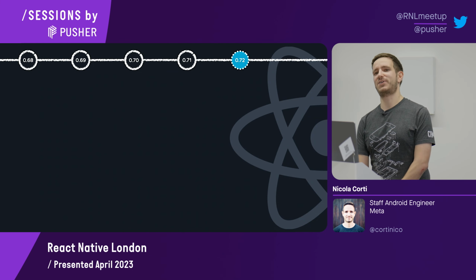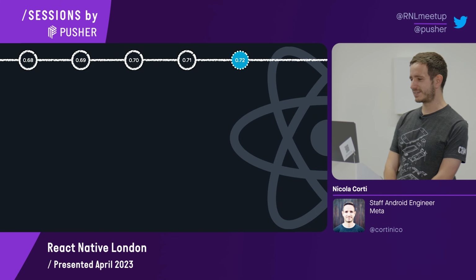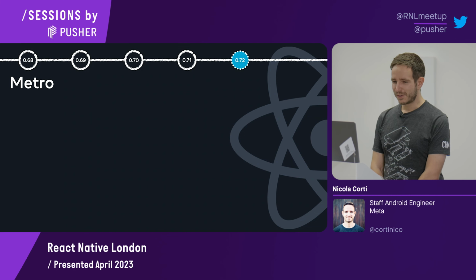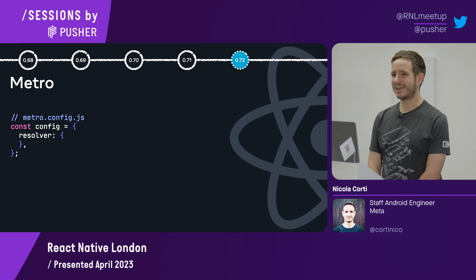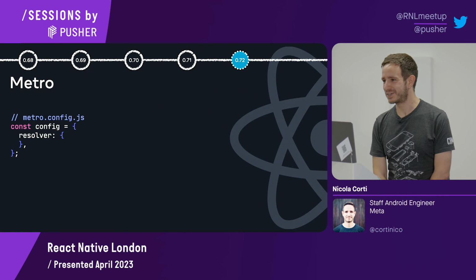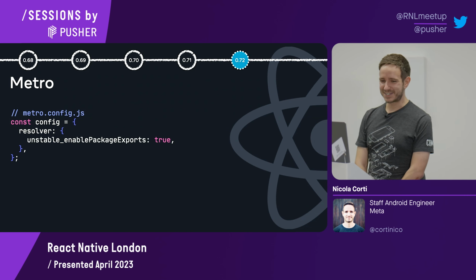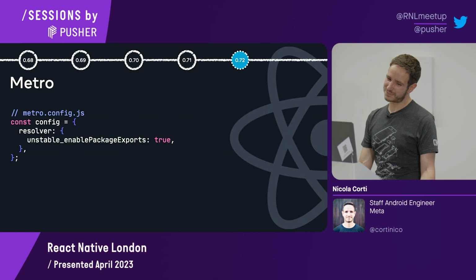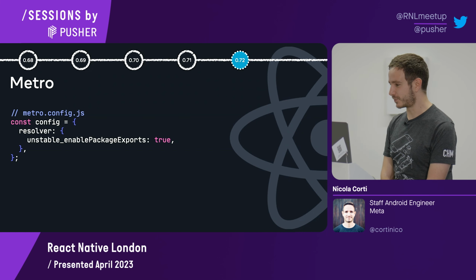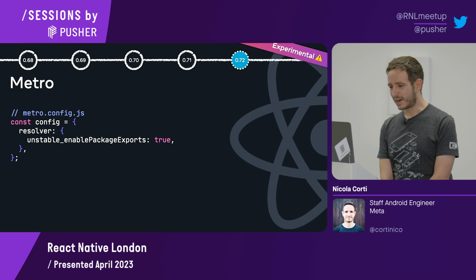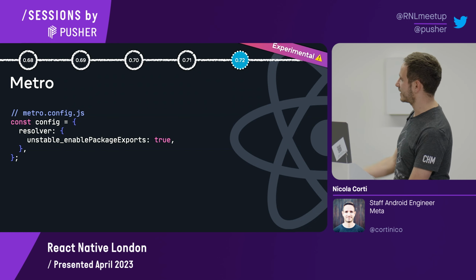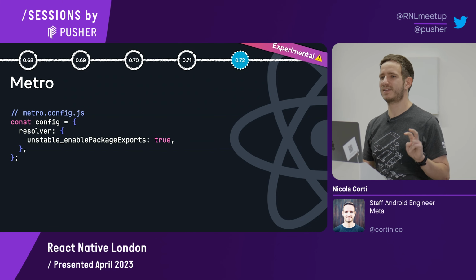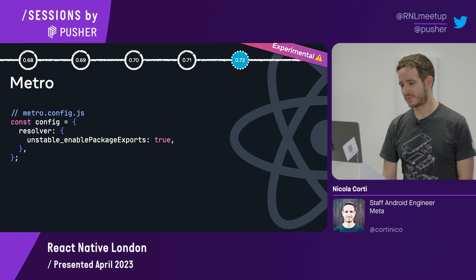A couple of other things that are about to be released in 0.72 are changes in our bundler, Metro. I have Alex from the Metro team here with us today, who can talk after about a new feature, package exports, which, by the way, can be configured in your metro.config.js file with an unstable prefix.